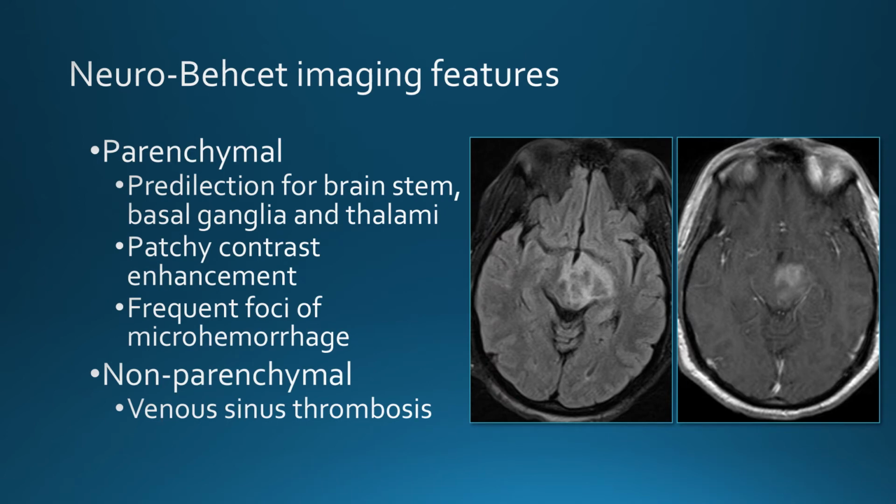So what are the imaging features of Neuro-Behcet? So most commonly are the parenchymal abnormalities. So what's characteristic about Behcet is the location of the abnormalities, strong predilection for the brainstem, basal ganglia, and thalami. So these central structures are involved. Patchy contrast enhancement we will frequently see, and we often have small foci of microhemorrhage. There's also a non-parenchymal form of Neuro-Behcet, which consists of dural sinus thrombosis. So you can get venous sinus thrombosis, also secondary to Behcet disease.